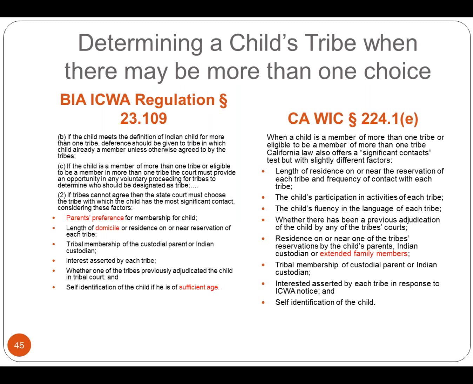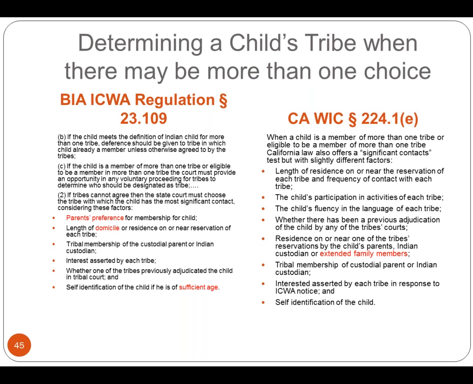What happens now when you have more than one choice as to a tribe? Well, Regulation 23.109 tells us if the child meets the definition of Indian child for more than one tribe, deference should be given to the tribe in which the child is already a member, unless otherwise agreed to by the tribes. If the child is a member of more than one tribe or eligible to be a member in more than one tribe, the court must provide an opportunity in any voluntary proceeding for the tribes to determine who should be designated as the tribe.